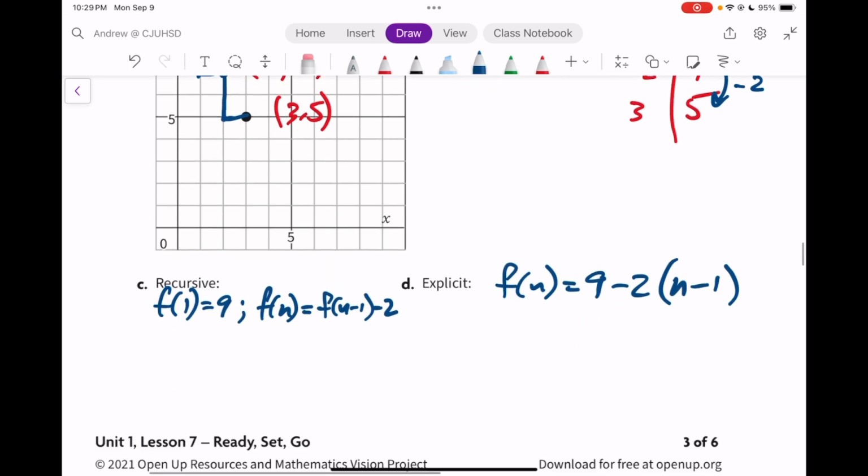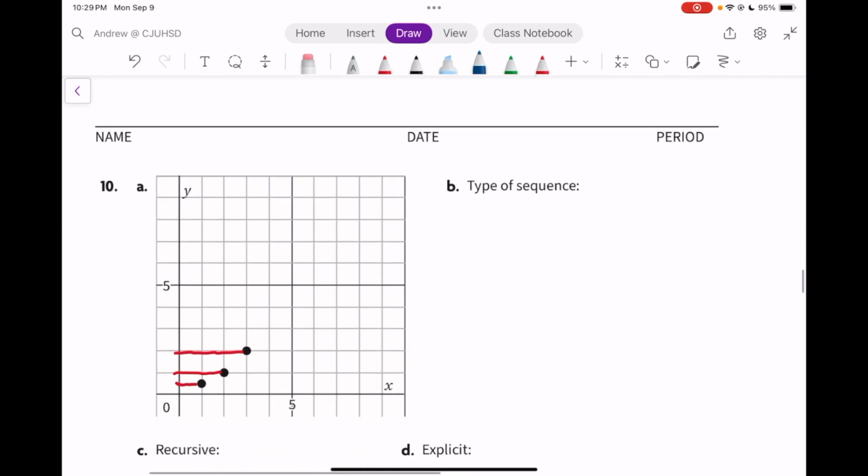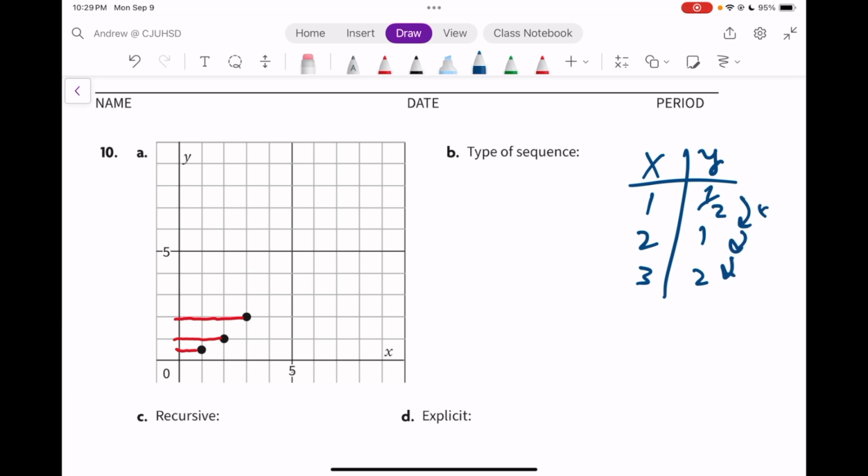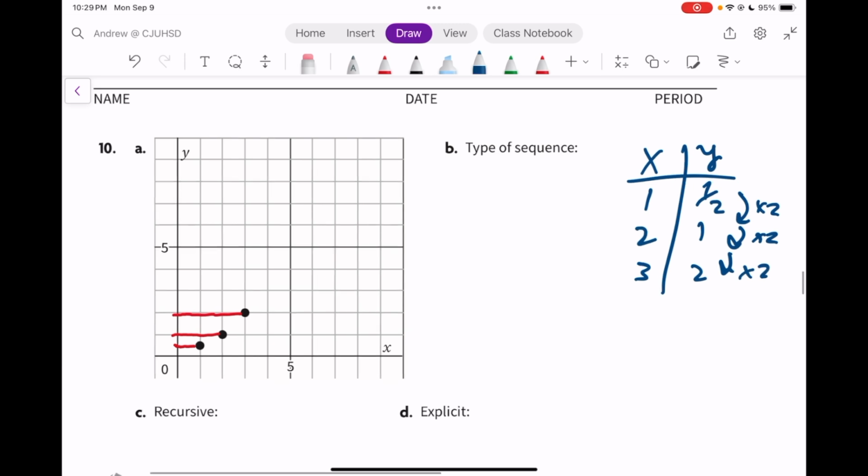And number 10 is, we are starting at 1/2. Let's do this as a quick little table over here. We're starting at 1 is at 1/2. 2 is at 1. And 3 is at 2. We are doubling as we go down. Times 2, times 2, times 2. This is geometric.